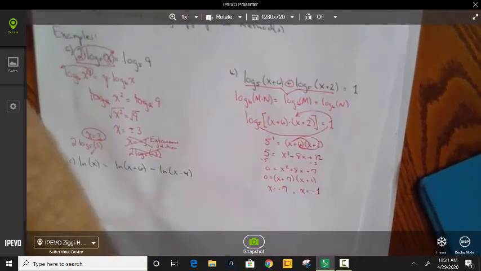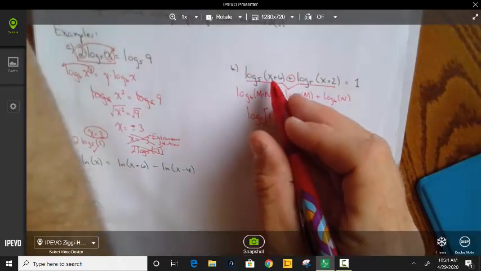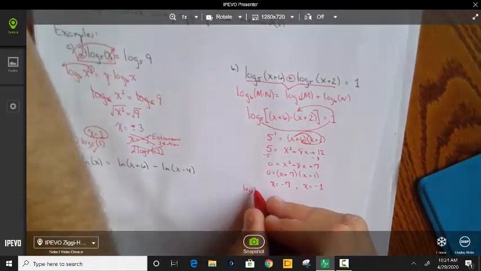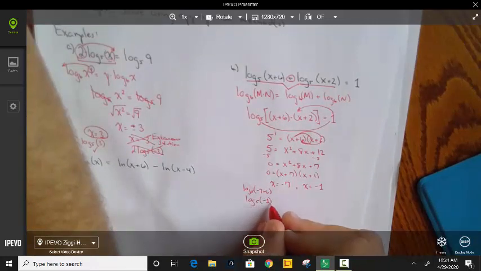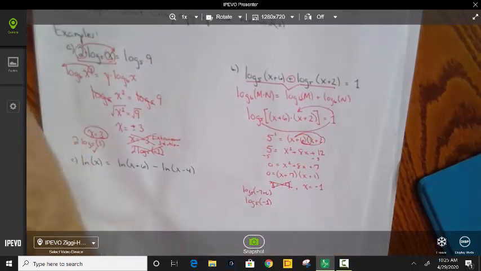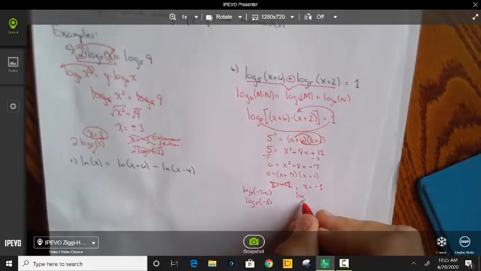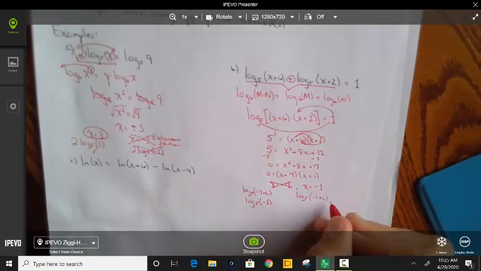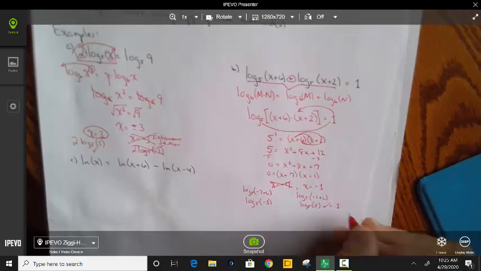Now, just because these are both negative doesn't mean that it's no solution. Notice here, if I plug negative 7 in here, log base 5 of negative 7 plus 6, I get log base 5 of negative 1. And the fact that there's a negative 1 inside the logarithm means that x equals negative 7 is an extraneous solution. Now, if I plug negative 1 into this first one, log base 5 of negative 1 plus 6, we get log base 5 of 5. Well, that's okay. We're allowed to have that. And actually, in fact, that equals 1.